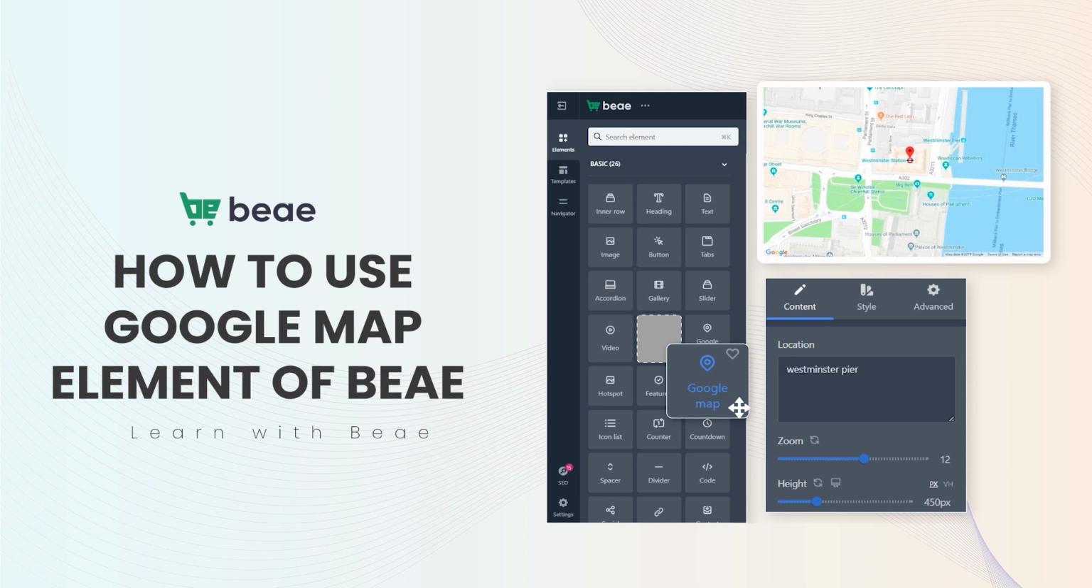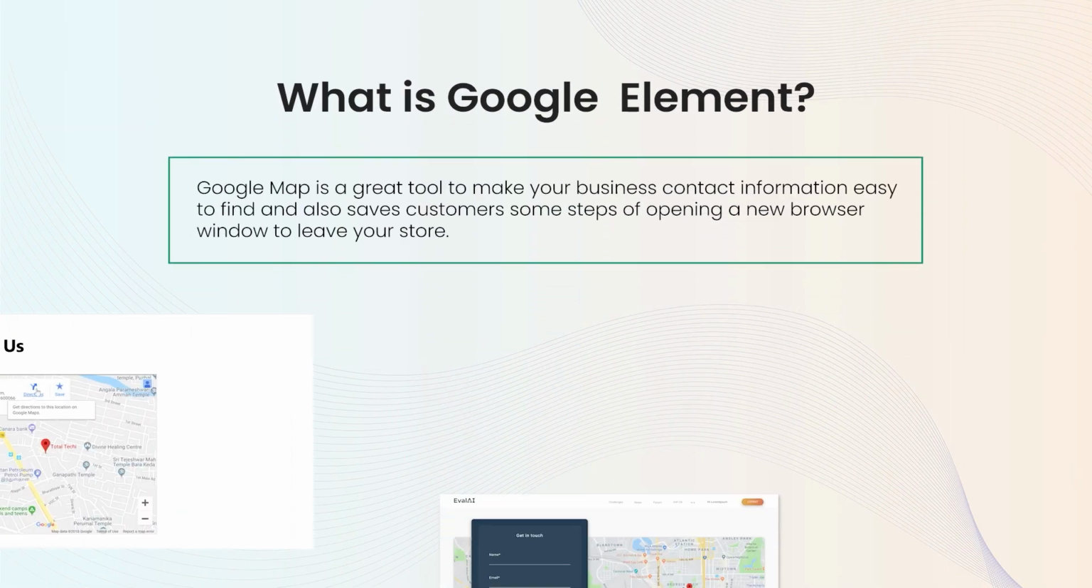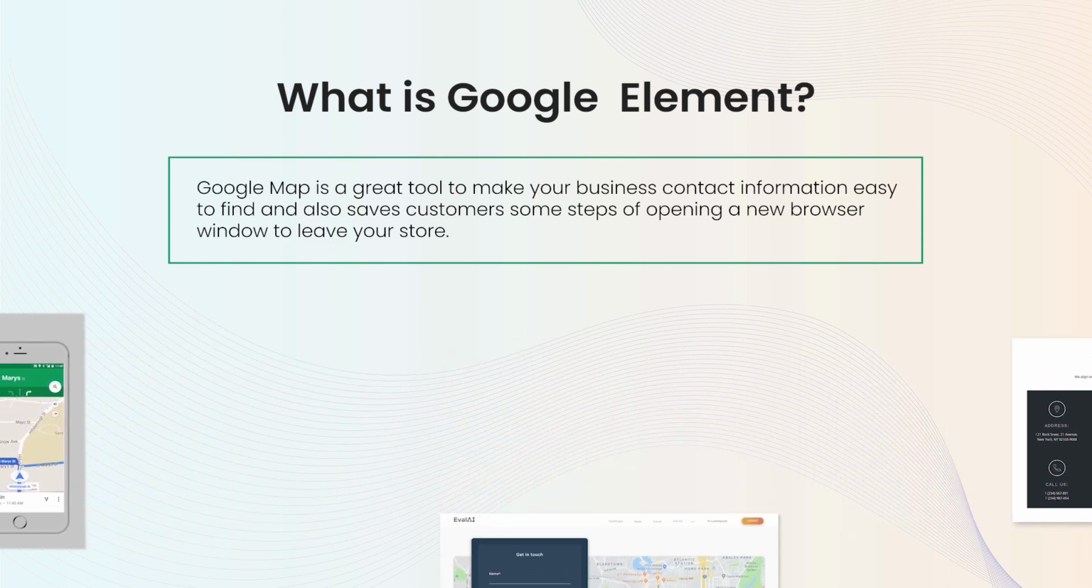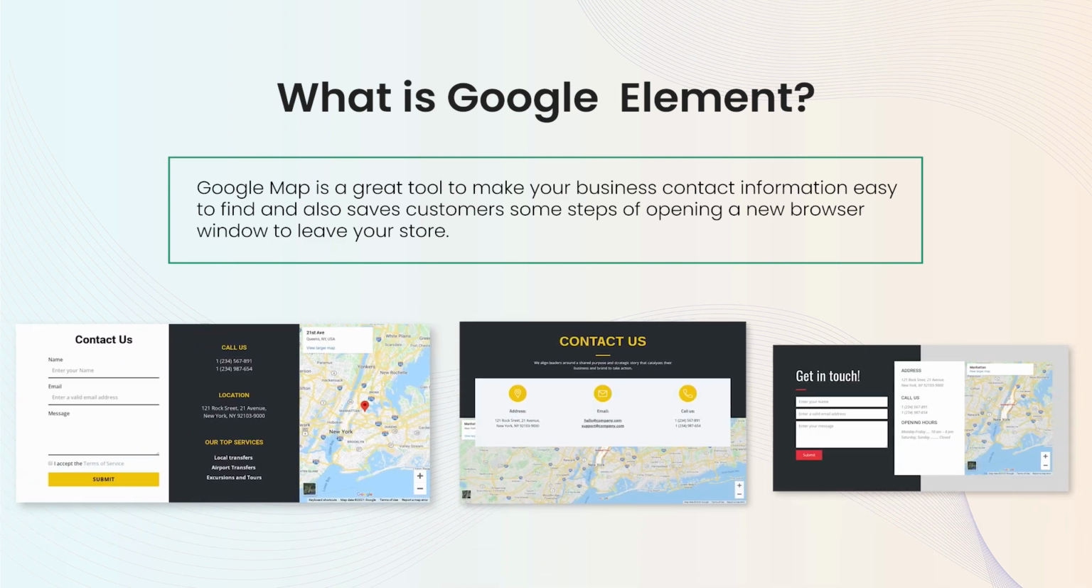In this video, you will quickly learn how to use the Google Maps element of Beae Shopify Page Builder. What is the Google Maps element? Google Maps is a tool to make your business contact information easy to find and also save customers some steps of opening a new browser window to leave your store.